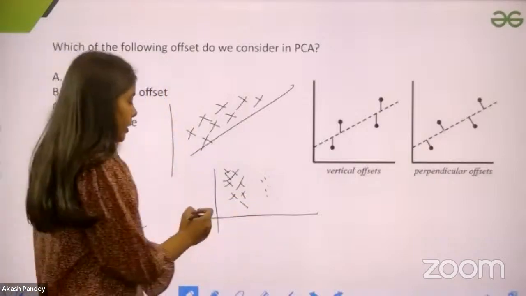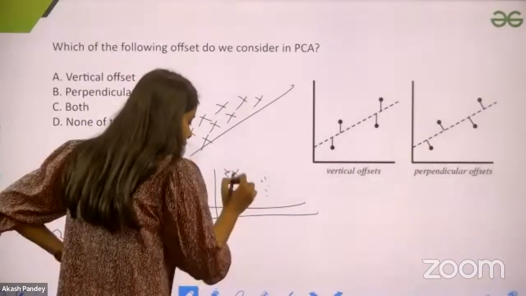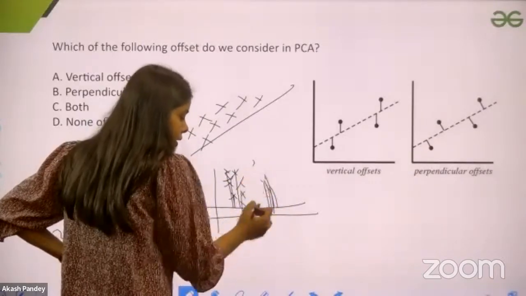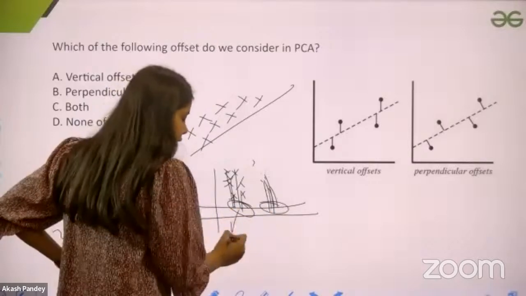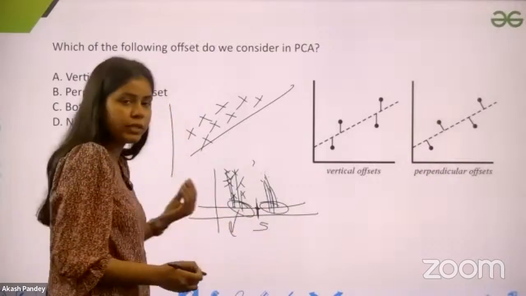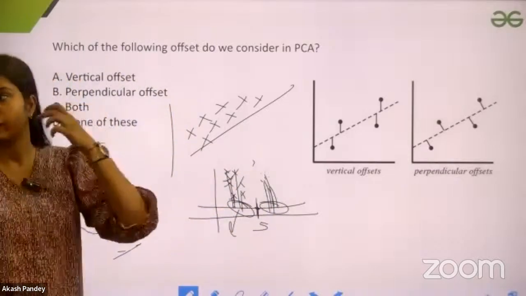Which direction would you find? I'll take this direction. By this direction, if you project all these points, you would get all the crosses here and dots here. Now you can easily classify. Let's suppose this point is 5: all the points less than 5 are classified as cross, and all the points greater than 5 are classified as dot.